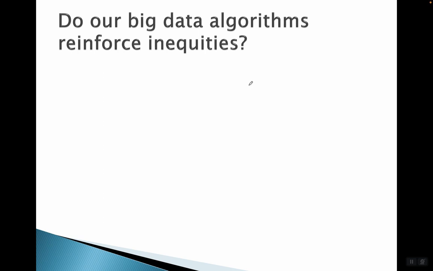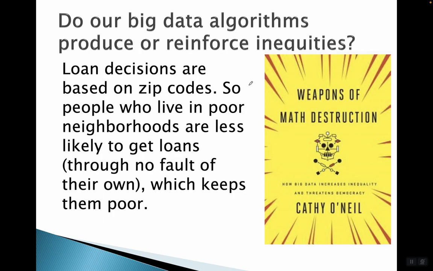Do our big data algorithms reinforce inequities? There's an excellent book about this written a few years back by Cathy O'Neil, Weapons of Math Destruction, How Big Data Increases Inequality and Threatens Democracy. Loved reading the book. Here's some examples. Loan decisions are based on zip codes. So people who live in poor neighborhoods are less likely to get loans for no fault of their own, which keeps them poor. It's a vicious circle. Again, that's because banks are relying on these algorithms to tell them who's reliable and who's not. But you're just lumping everybody in the same neighborhood together, and that's not right.